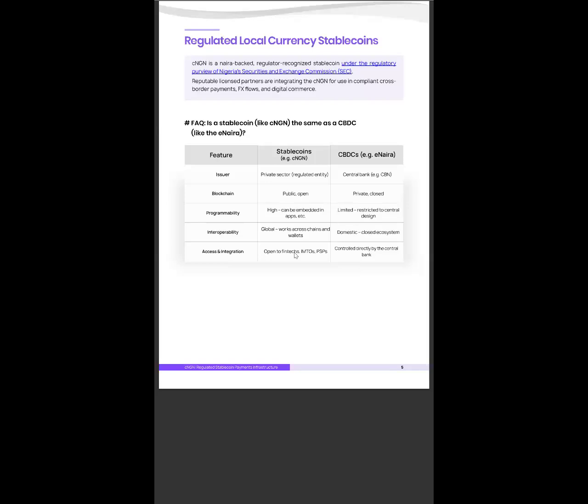And with stablecoins, they are very highly programmable. They can be embedded into different apps, different use cases, different things. With CBDCs, they are restricted to central banks, right? And their designs. I think I touched on this earlier. Just by the very nature of these things being on public blockchains, they are global and they can work across the entire blockchain ecosystem and wallets. INERA and other central bank digital currencies need, by design and definition, to be domestic and to be within closed systems.